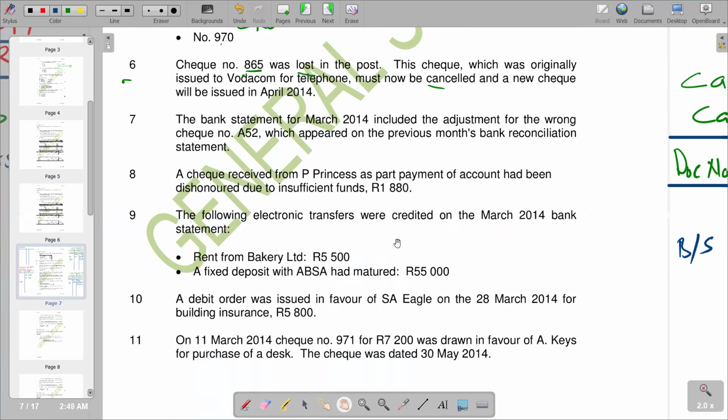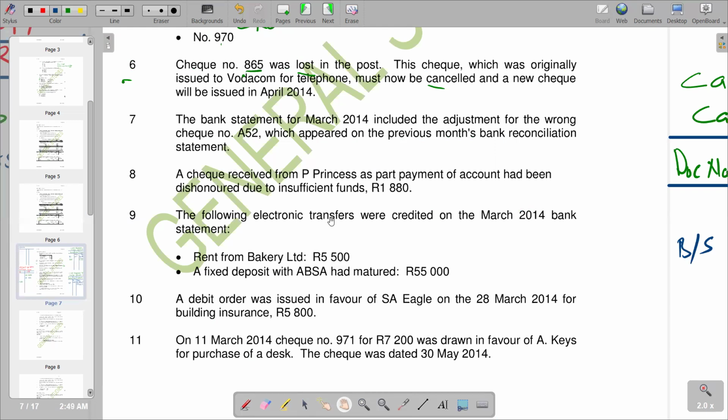We are now on the next one, which is 9. So 9 reads: the following electronic transfers were credited on the March 2014 bank statement. Rent from Baker Limited 5,500, and we have a fixed deposit with Absa. It matured, 55,000 rands. So we can maybe try to go through it again.